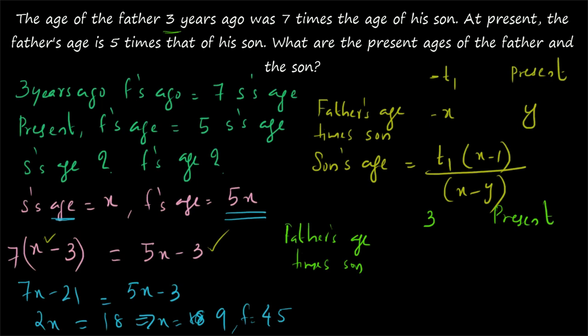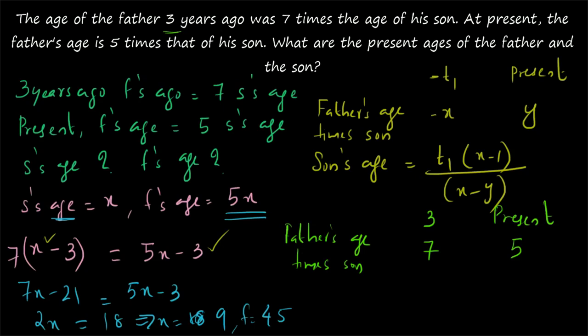So 3 years ago, father's age was 7 times that of son. So 7 we can write here. And at present, it is 5 times that of his son. So that also we can write here. Okay, so x is 7 and y is 5.